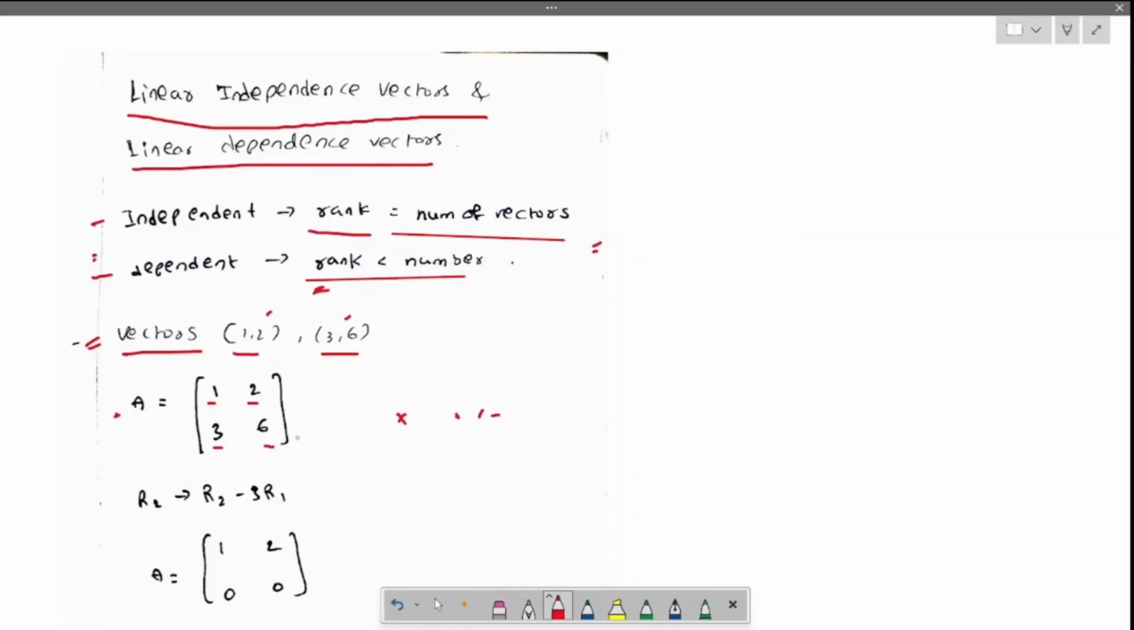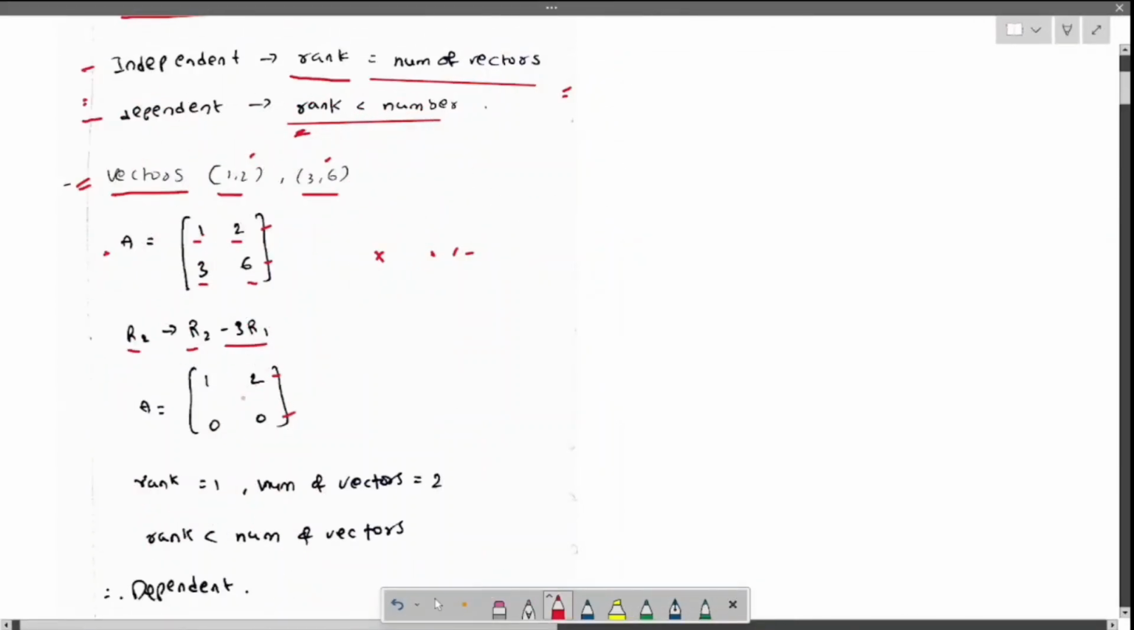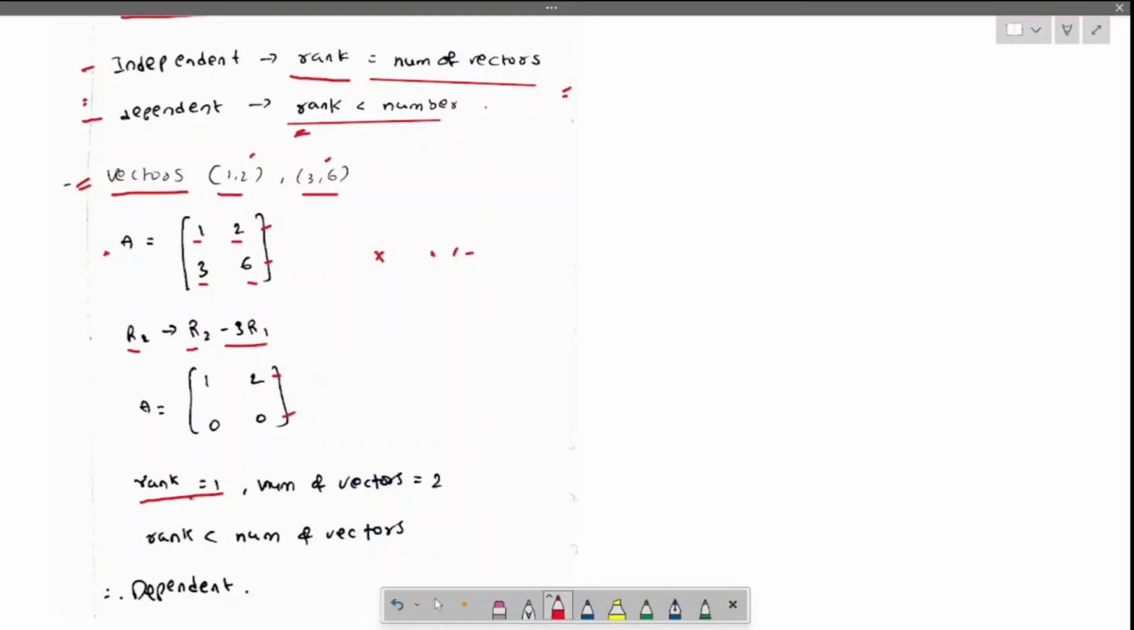Looking at this, you can state that row 2 is equal to 3 times row 1, right? Like 1 times 3 is 3, 2 times 3 is 6. So row 2 equals 3 times row 1. So do R2 equals R2 minus 3R1. If you do so, we get R2 as zeros and we are left with 1 and 2. Then with the criteria, what is the rank now? The number of non-zero rows is 1. So rank equals 1.